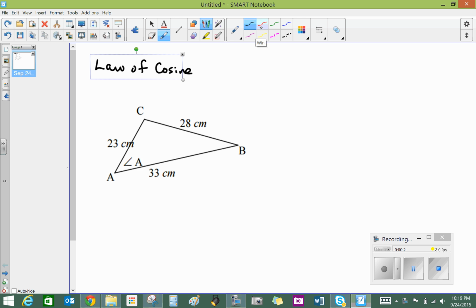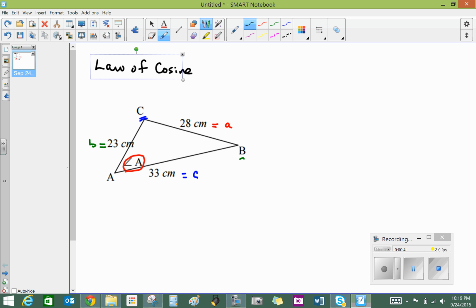Okay, so let's take a look at the triangle we have here. We're being asked to find angle A. Across from that, the 28, that's side A. Over here, across from B, we have side B. Last but not least, across from C, we have 33 centimeters as side C.